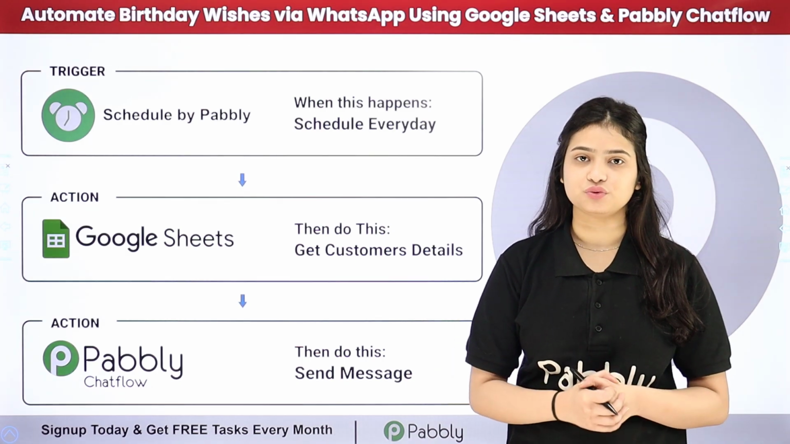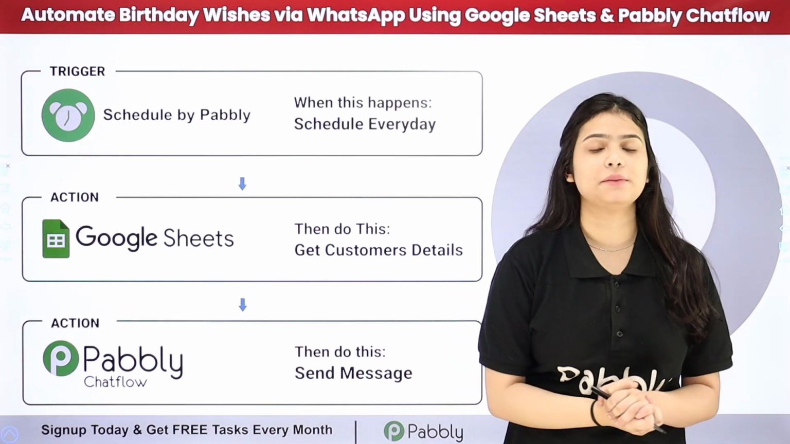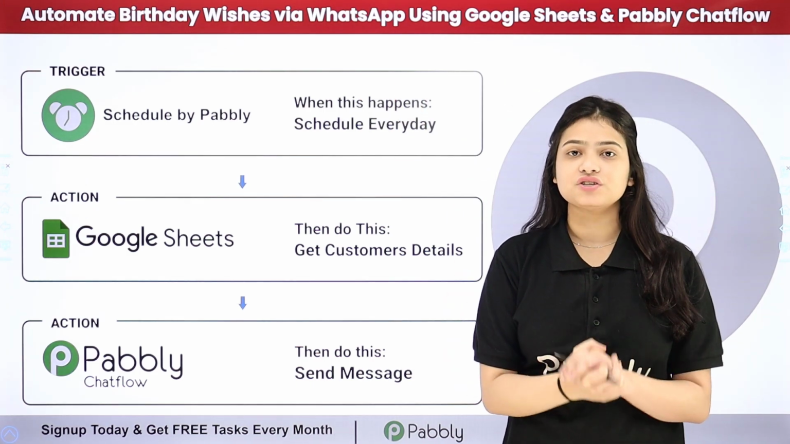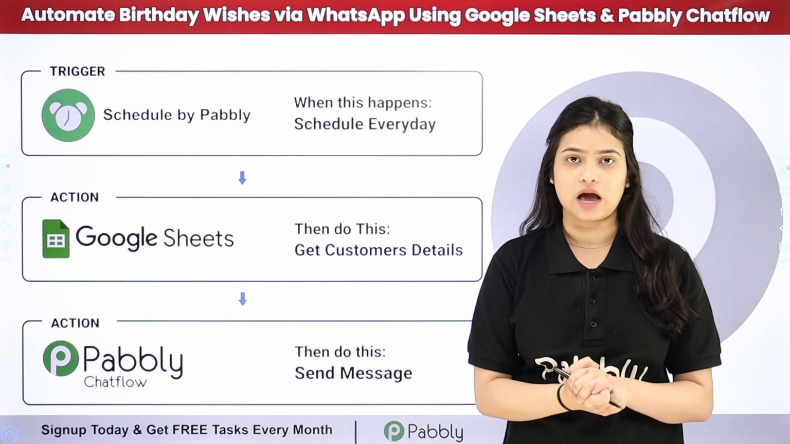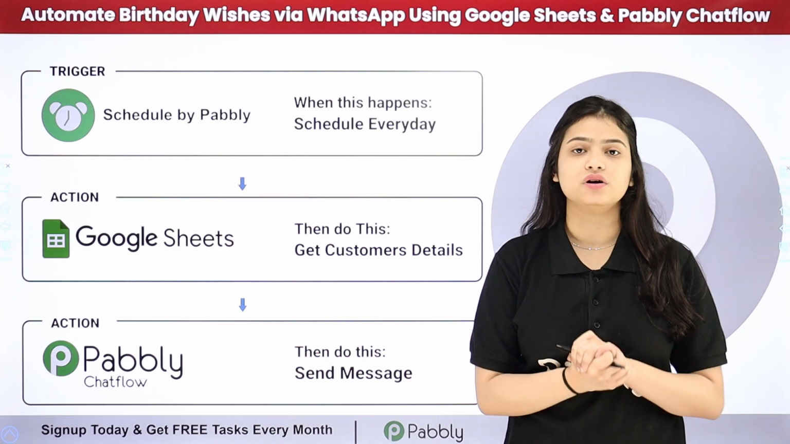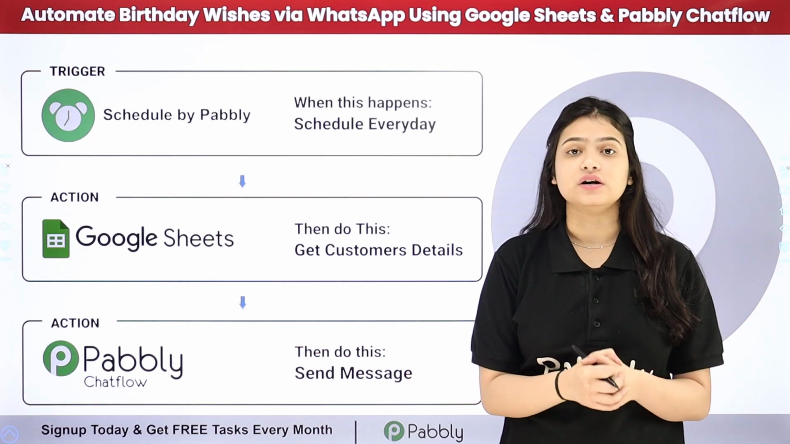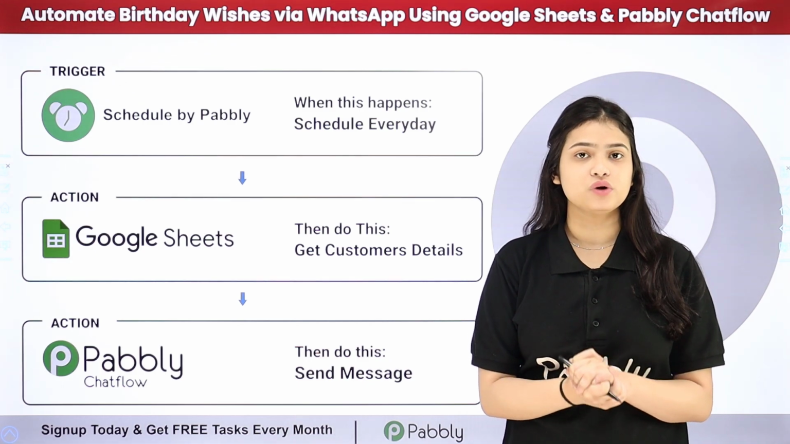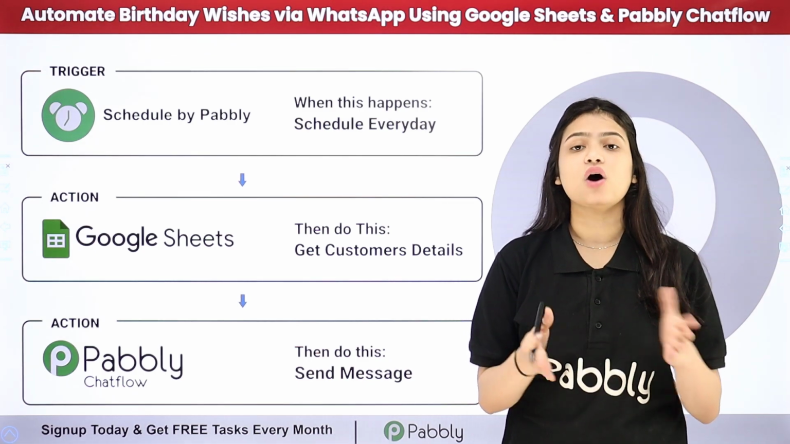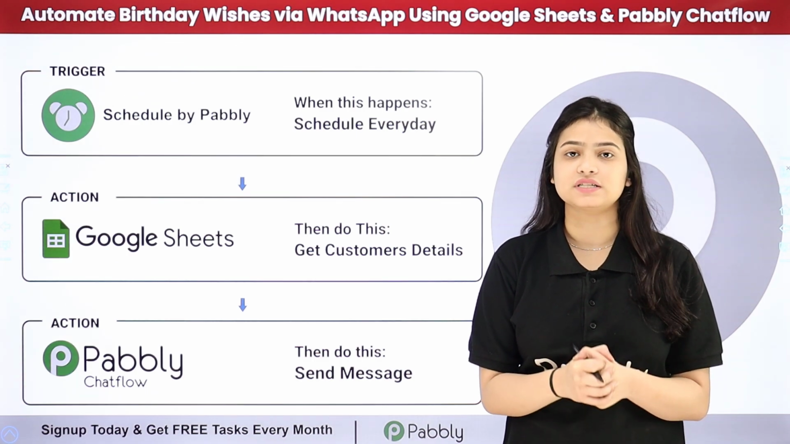In this video, we are going to learn how to automate birthday wishes via WhatsApp using Google Sheets and Pabbly Chatflow. So I am managing a makeup studio with the name Divine Glamour, and my objective is to send birthday wishes to all my existing and regular customers from Google Sheets with the help of Pabbly Chatflow. So here I have the details of all my customers in Google Sheets along with their birth dates. Now I want to send birthday wishes along with discount offers to each of them in a personalized format.